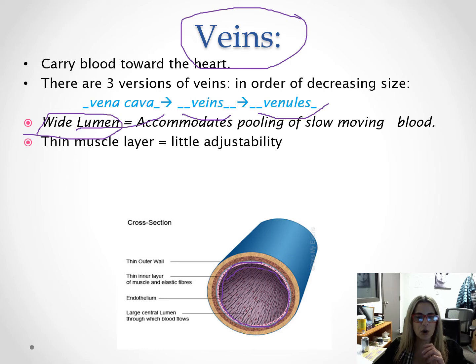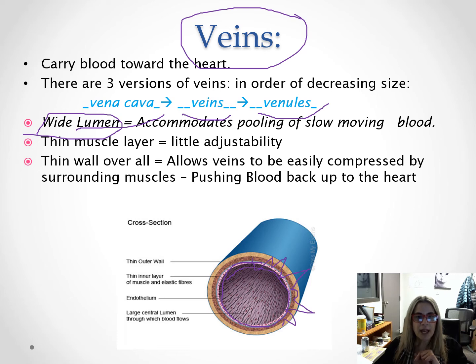The other thing you can notice from this little diagram is we don't have that thick muscular wall, right? Like we did with the arteries. The muscular wall, or the wall that we have around the veins, is actually very thin, and it's not really capable of constricting and dilating like the arteries are, okay? So that's a very significant difference too.